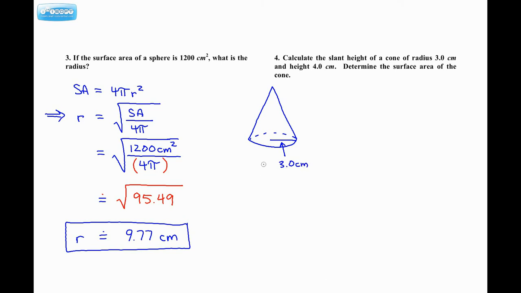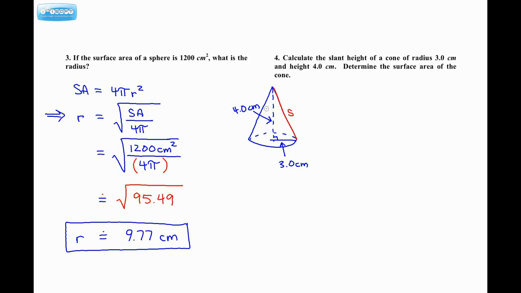Well, the height of a cone is this, straight up and down. That is not the slant height. This forms a 90-degree angle. So I'll label that as 4 centimeters. The slant height is this, right here. I'll do that in red. That's the slant height. I'll label that as S.